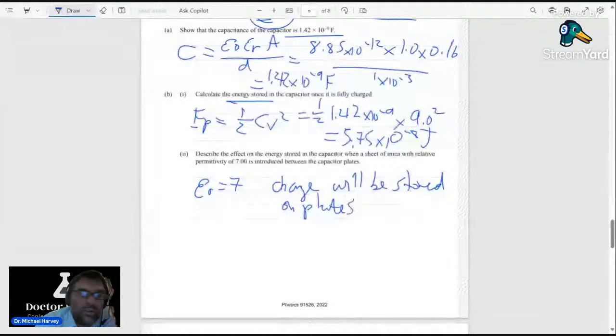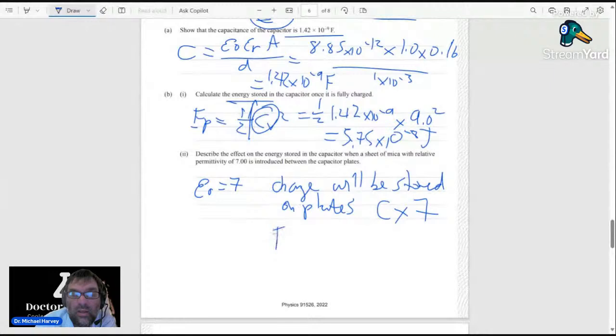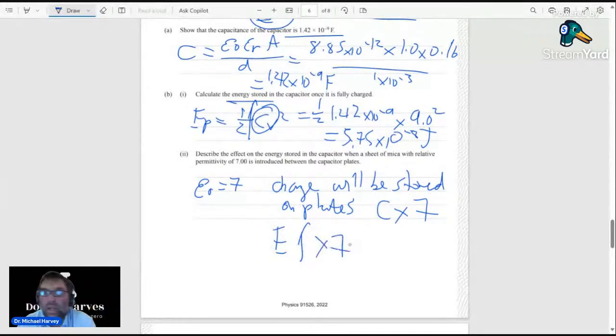So therefore, the capacitance also increases by 7 times. So from the equation, if you increase that by 7, then the energy will also increase by 7. There we go, and that's your merit. Woo, whoop, whoop.